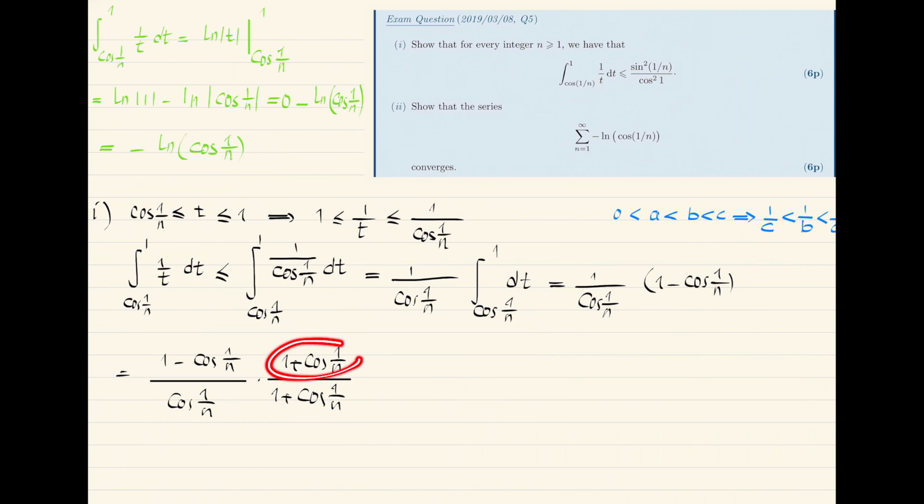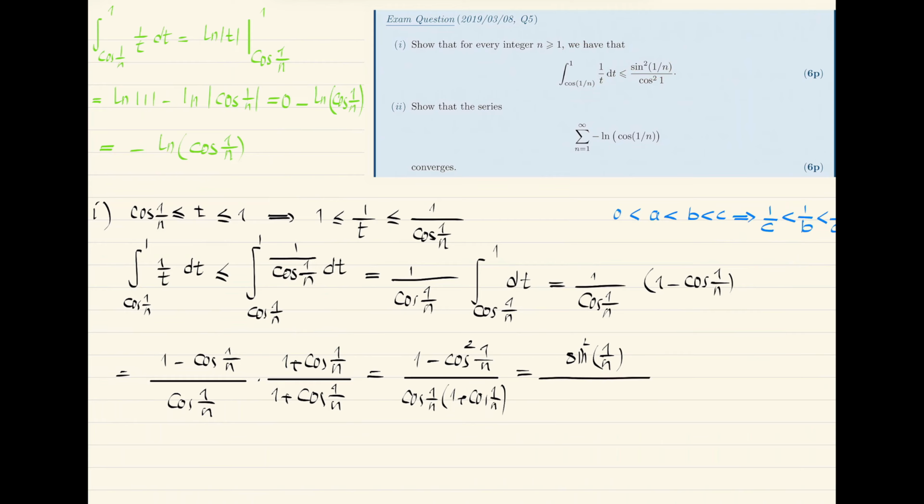But what is the benefit? The benefit is that if I multiply these two, that's the conjugate rule, so it becomes the first one squared minus the second one squared, and then divided by cosine of 1 over n times 1 plus cosine 1 over n. The numerator becomes exactly as I want. So 1 minus cosine squared is sine squared of that expression, so that's very good. But the problem is now that I have a little bit of a problem in the denominator, because the denominator in the problem is a little bit simpler. It's just simply cosine squared of 1 over n.